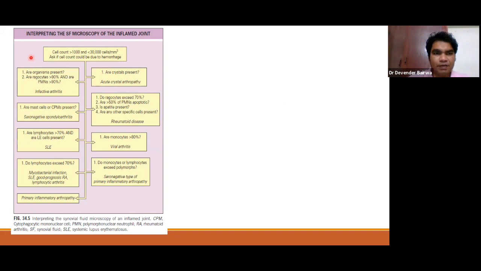Suppose you have aspirated fluid from one joint suspected of infectious arthritis, then you can go with the cell count first. In general, normal synovial fluid has less than 180 cells per mm. If cells are increased, they can be either mildly increased or severely increased. Suppose the cell count is between 1,000 and 30,000, and there is no possibility of hemorrhage, no bleeding in the joint, then you look for the presence of any organism. You can make a smear of that fluid on gram stain, and quickly look for the presence of any microbes.